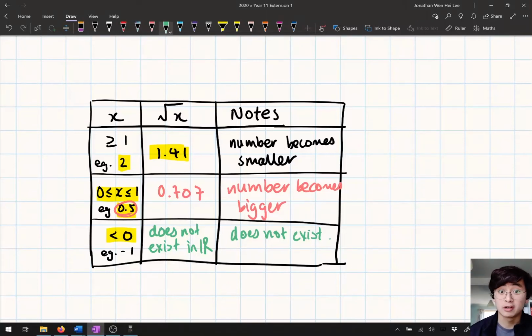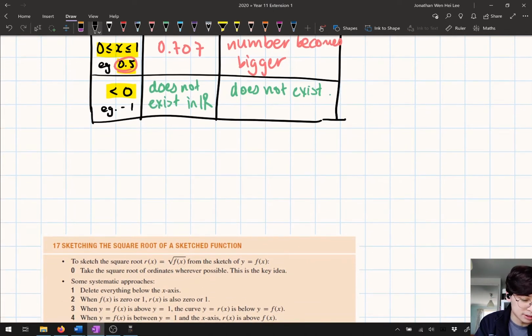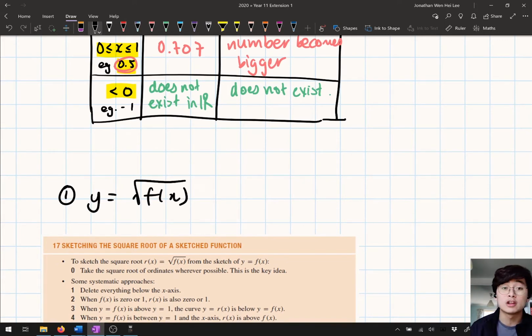So let's actually go through a few steps that we would take if we're trying to draw the square root of a function. The first thing we're going to start off with is y is equal to the square root of f of x. So if we get given an original function f of x, what happens when we square root that number?